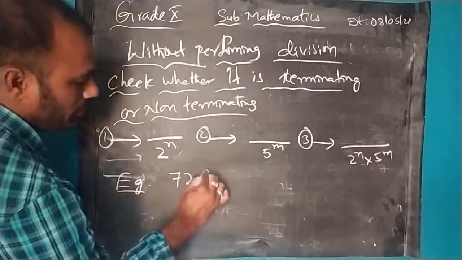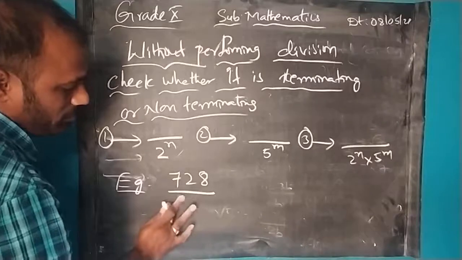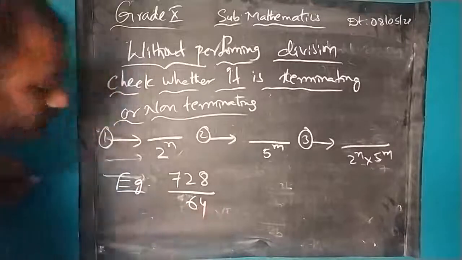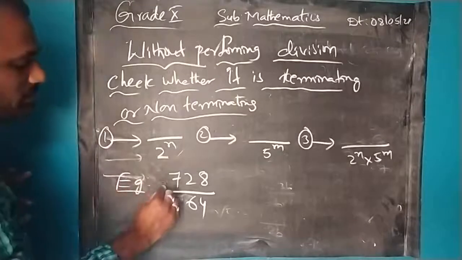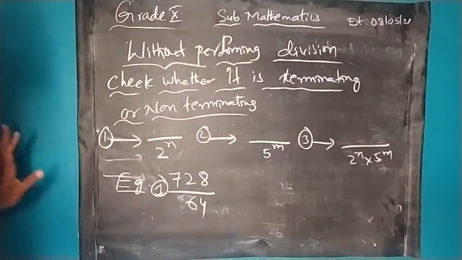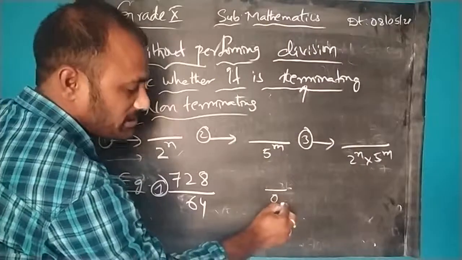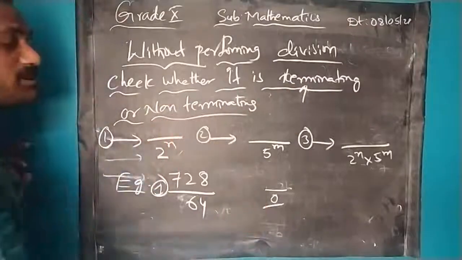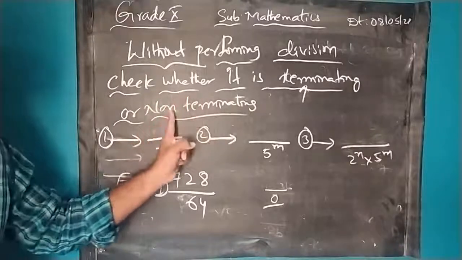So 728 divided by 64. In the question, he will give a question like this and say, check without doing any division whether it is terminating or not. What is the meaning of terminating? While doing division, if we get remainder 0, then we call it terminating. If we are not getting the remainder as 0, we call it non-terminating. Means the division does not end. It is a repeating decimal. Non-terminating, another name is repeating decimal.